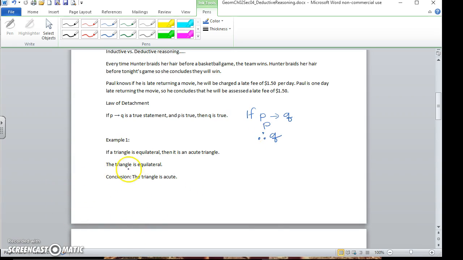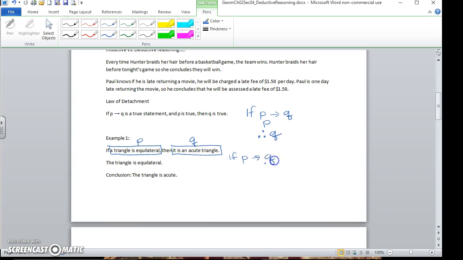All right, so let's look at example 1. If a triangle is equilateral, then it is an acute triangle. A triangle is equilateral. So this is the hypothesis, this is P, implying the conclusion, or Q. All right, so we have if P, then Q, or P implies Q. The next one, and we don't need this if in the front really, the triangle is equilateral, that is P. And our conclusion is, therefore, the triangle is an acute triangle. So this is the law of detachment. The conclusion is Q. It is an acute triangle.